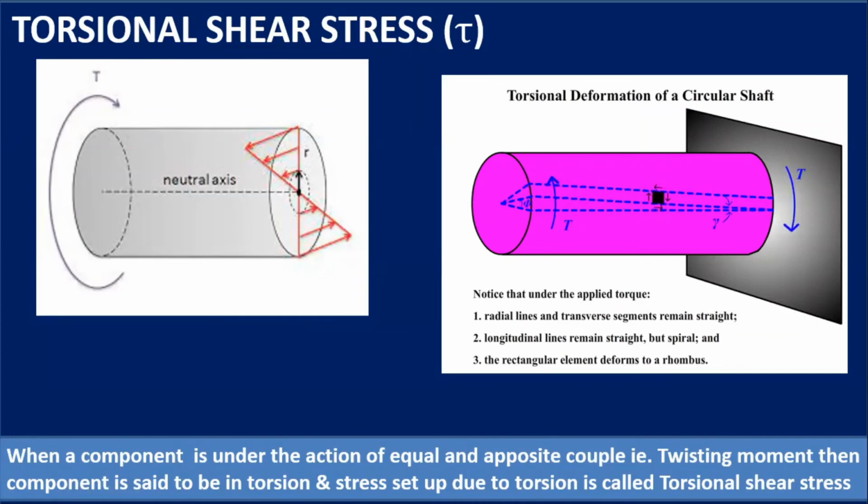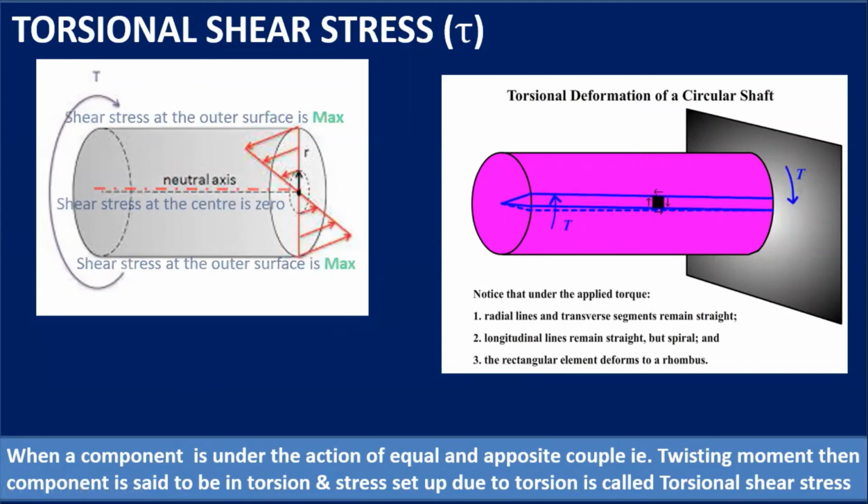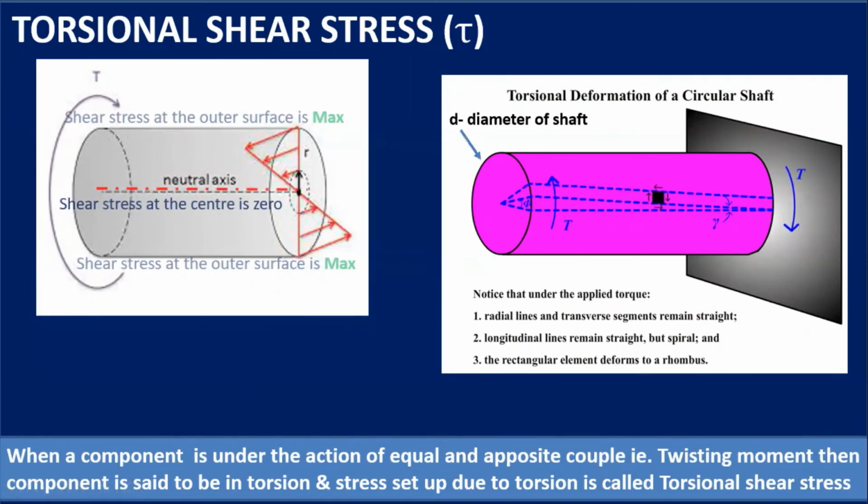Now, due to the circular section of the shaft, it is considered that the shear stress at the center axis will always be 0, and it is always maximum at the outer surface of the shaft, as you see in the diagram, whether it is this surface or this surface. So the stresses in such cases will always be maximum on the outer surfaces. Let d be the diameter of the shaft.